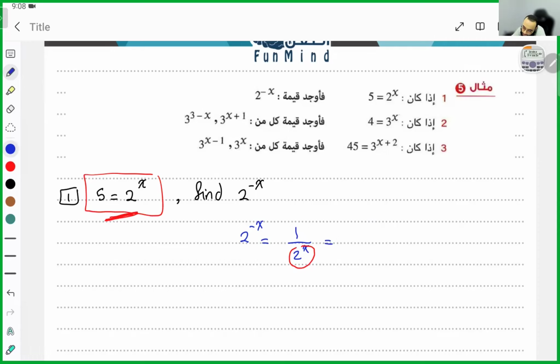2 power of x equals 5. So I write 5 instead of it. This is the answer. That's it. Any problem? You can get it by your mind. If it is 2 power of x equals 5, then 2 power of negative x equals 1 over 5.